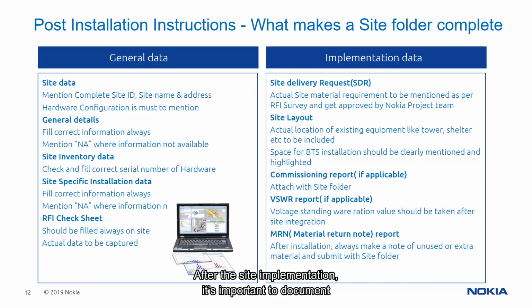After the site implementation, it's important to document the as-built status of the installed equipment and site. Updates to any previous site information need to be recorded with good care, such as the site inventory covering all installed hardware, its serial numbers, site layout drawings, and technical reports for commissioning and power values. Always follow the site readiness and quality checklist for the complete set of reporting requirements.